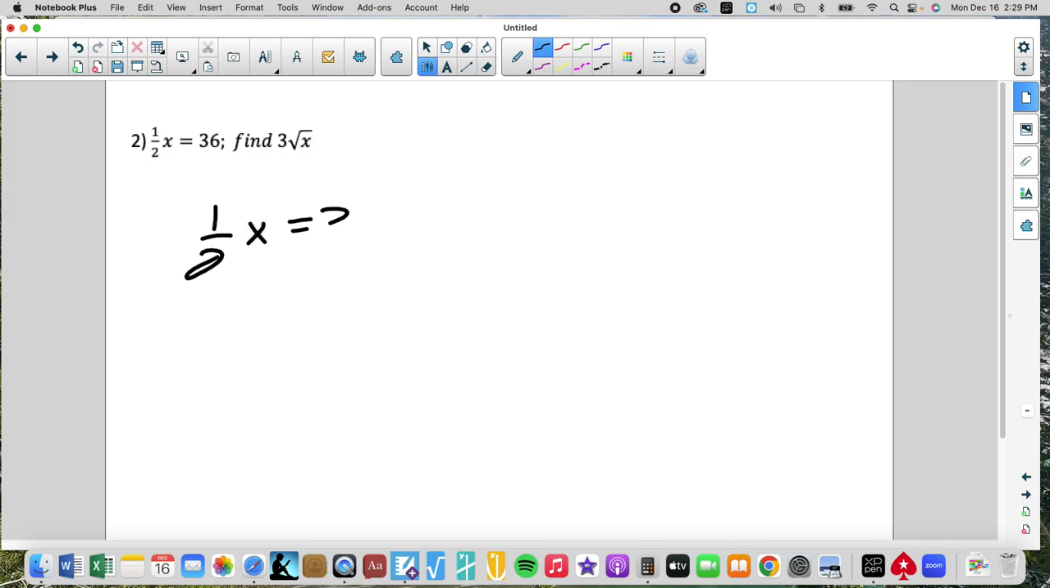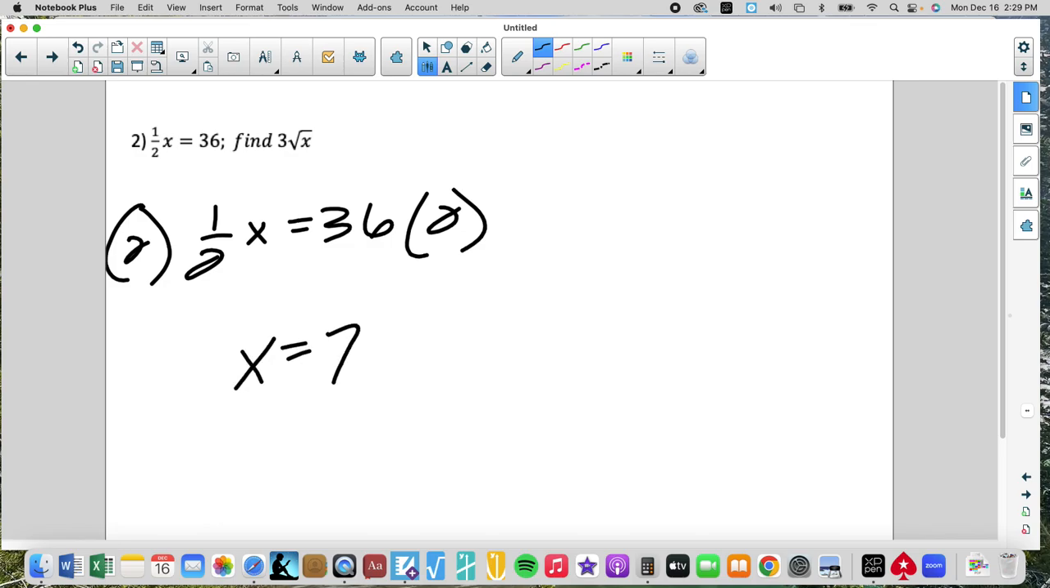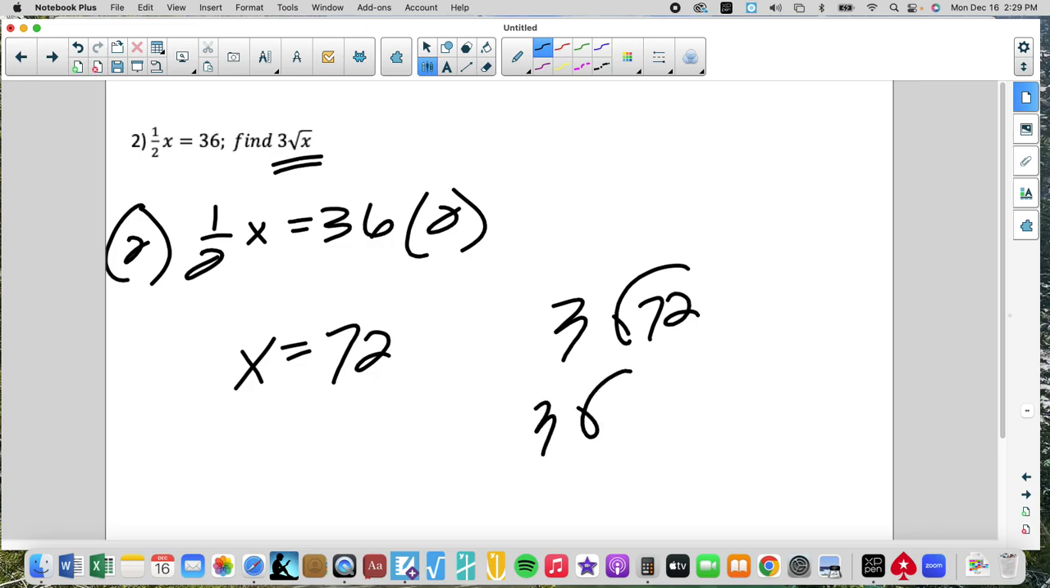Next: 1/2 x equals 36. We're going to multiply by the reciprocal in order to get the variable, and that gives us 72. And now it wants to know, find 3 rad x. Well, we're going to substitute 72 in for x. 72 is not a perfect square, but it has perfect square factors. I would make it into rad 36, rad 2.